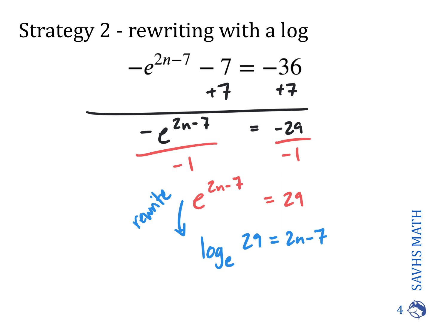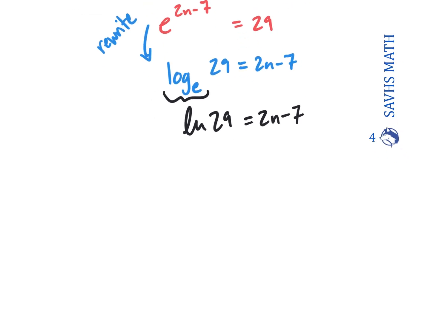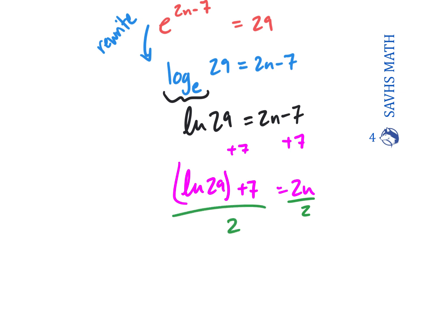But we don't write log base e. We should write ln instead. So we're going to write ln of 29 equals 2n minus 7. Okay, there we go. I guess I could figure out what ln of 29 is, but for now I'm just going to finish the problem off, and then we can put the whole thing in our calculator at the end. So I've got ln of 29 plus 7 equals 2n. Divide both sides by 2, and I get n equals natural log of 29 plus 7 all over 2.